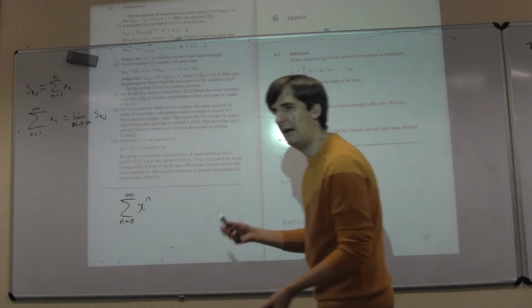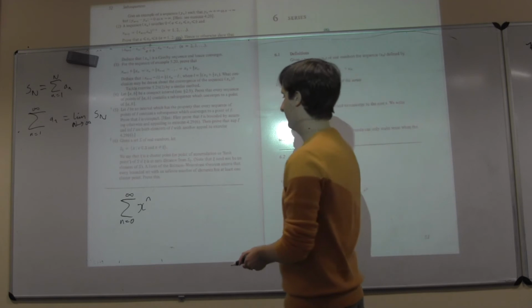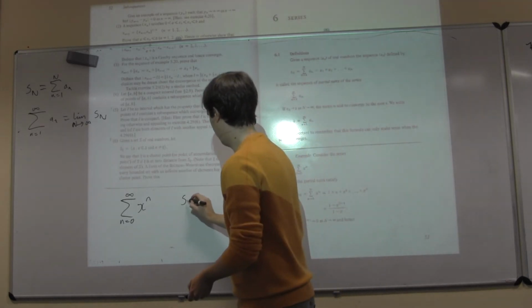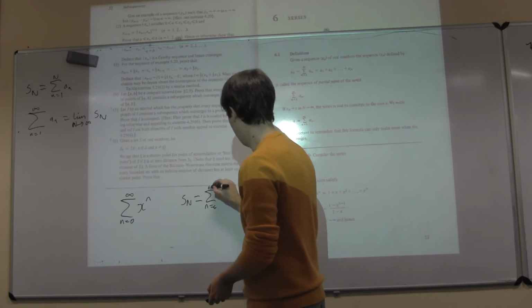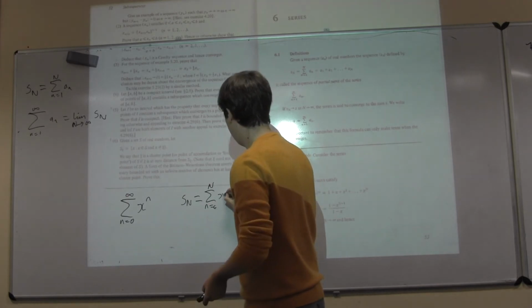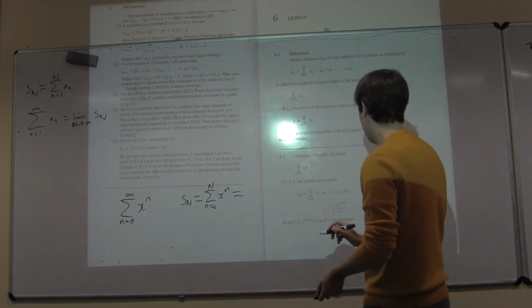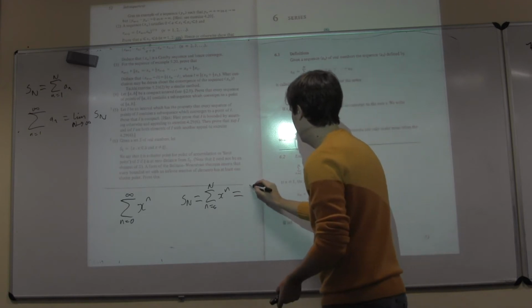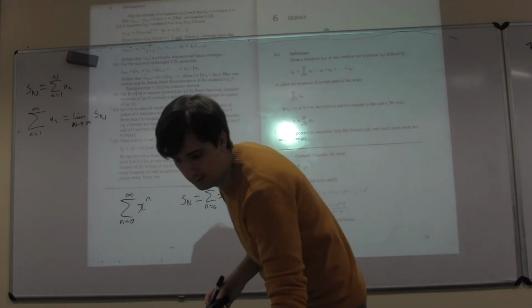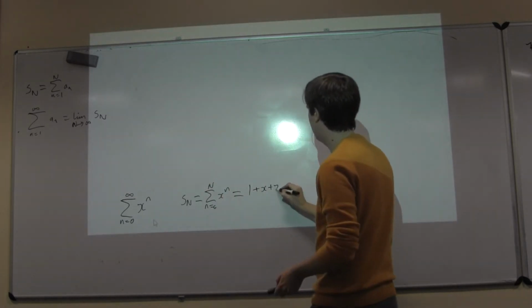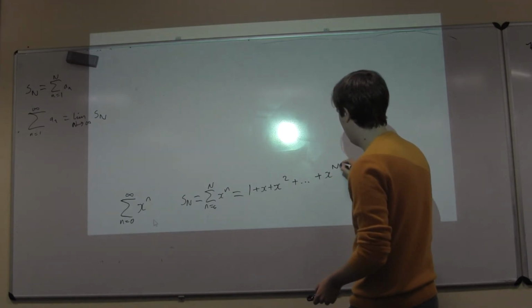What does this thing mean? How do we show its properties? Well, we know the partial sums S_n, which are defined as the sum from n equals 0 to capital N of x to the n, are just equal to 1 plus x plus ... plus x to the N.